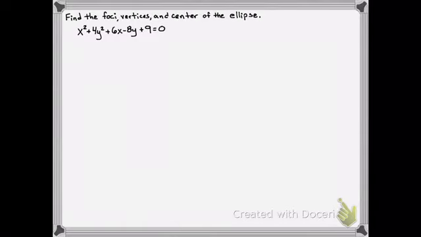We're going to have to do some completing of the square. It means we have to reorder this thing. I want all of my x's to be together, so I'm going to reorder it as x squared plus 6x. I'm going to leave a little space. We know why we're leaving that space, and that's going to come into play soon.